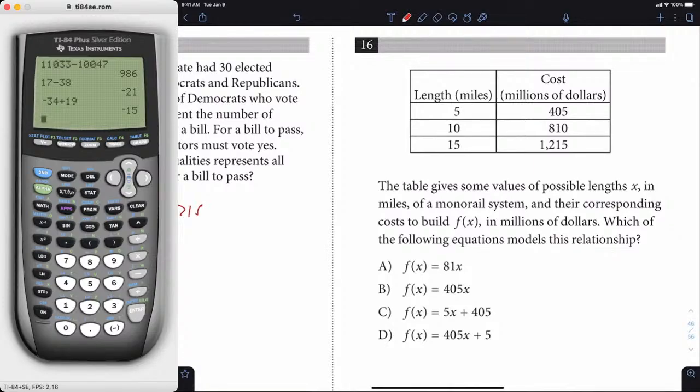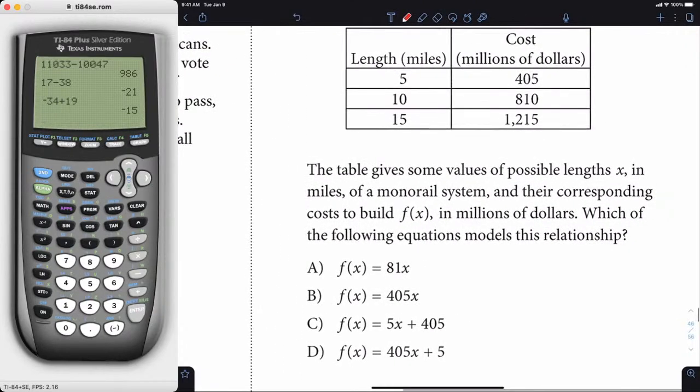Alright, the table gives some values of possible lengths x in miles of a monorail system and their corresponding cost to build f of x in millions of dollars. Which of the following models this relationship? Again, I'm going to go ahead and do point slope. Is this linear? 405, 810. Yeah, linear.